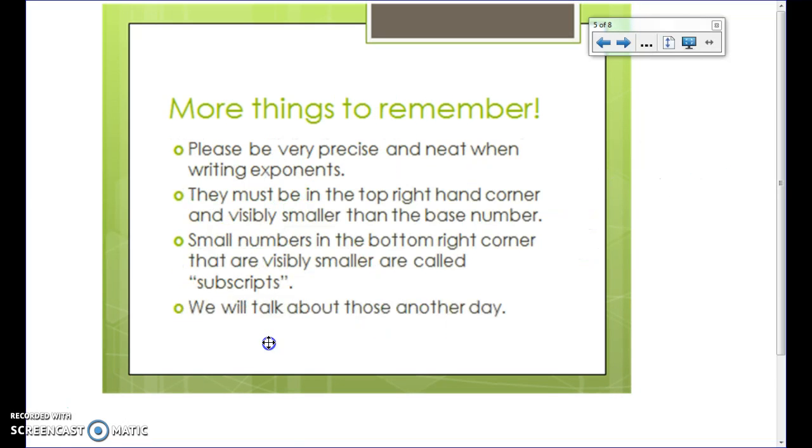Okay, a few more things to remember. You need to be very careful when you write your exponents, because 3 to the 3rd is different than 33, or 3 with a subscript of 3. They all mean different things. So this needs to be clearly above and to the top right corner and smaller, significantly smaller. So please be very precise when you write, and don't be sloppy, because it makes a big difference where that 3 is at. We need to be precise with our writing.